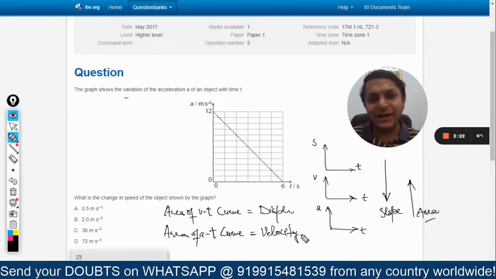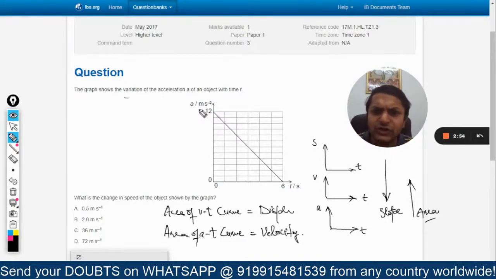Although it is area, the unit is not meter square. Be very careful about that because this is physics, it's not maths. The area is not meter square every time. It depends upon the x-axis and y-axis. So every time we have to calculate the dimension of the area that we are calculating according to the graph, and whichever physical quantity has that unit, that is the physical quantity that we are able to find. So this is the area.